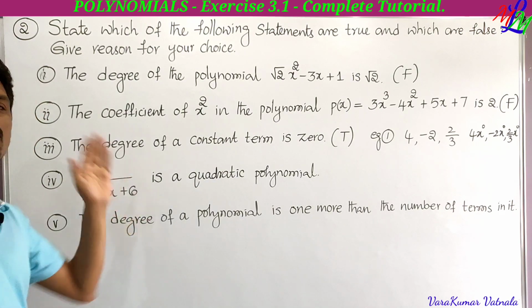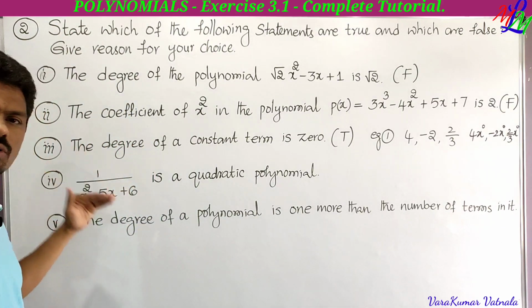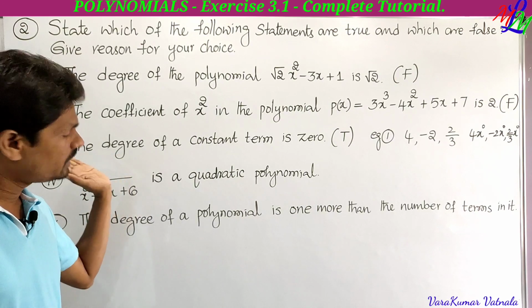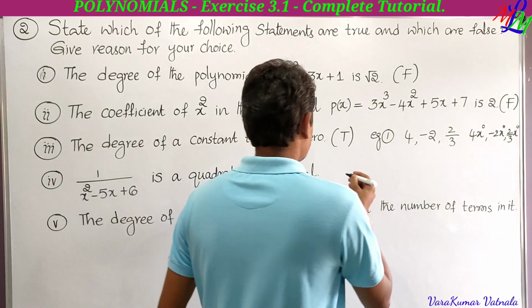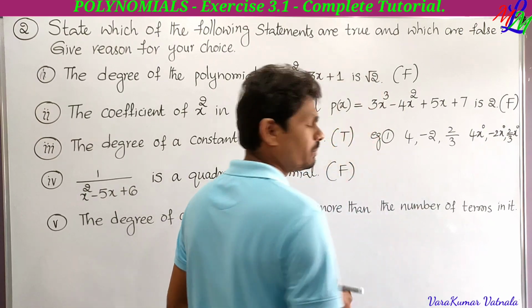So the total term is there in the denominator. If you take it to the numerator, it becomes x to the power -2. So hence it is not at all a polynomial. So it is not a quadratic polynomial. We can write it is a false statement.